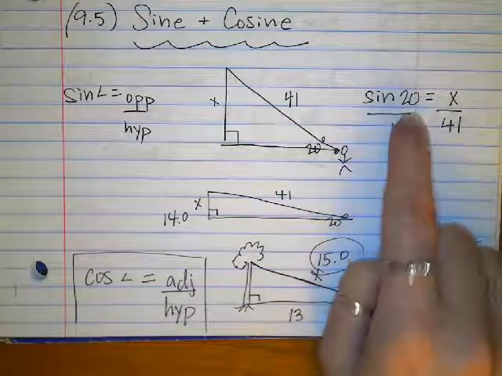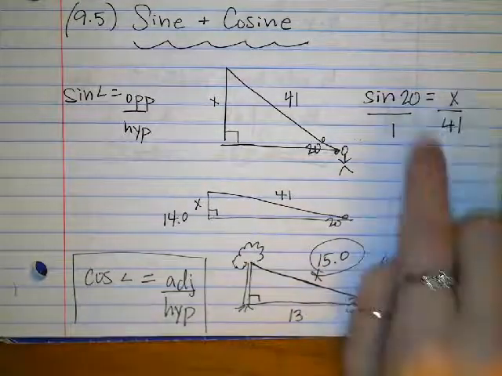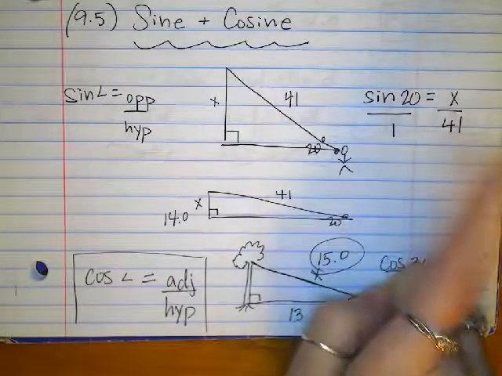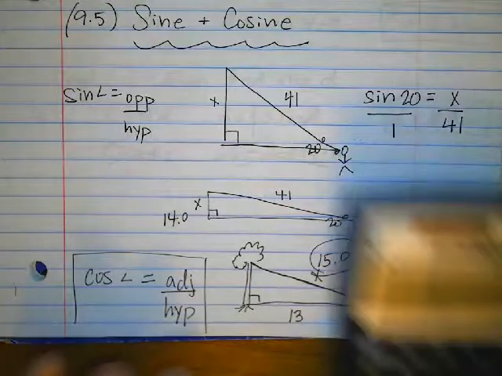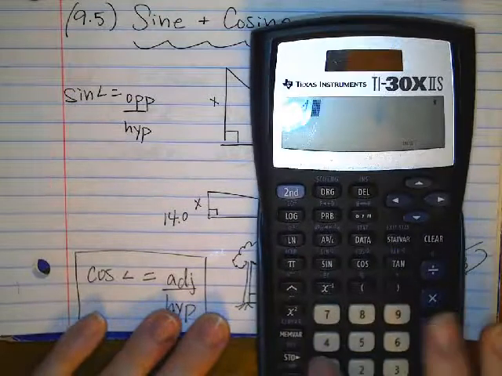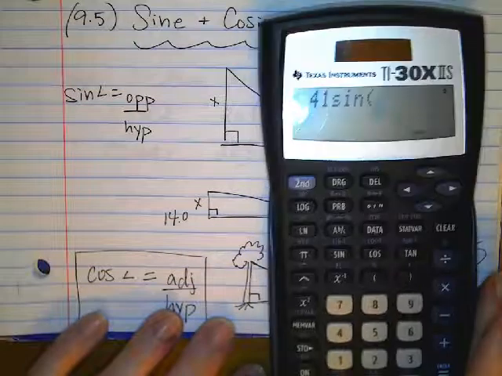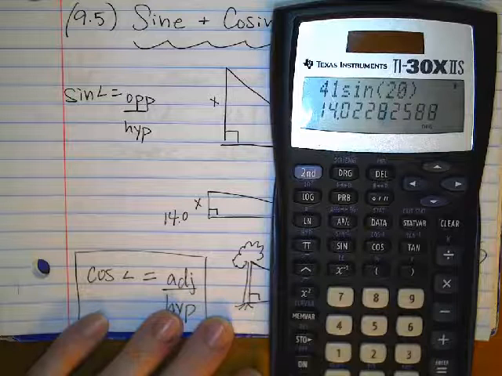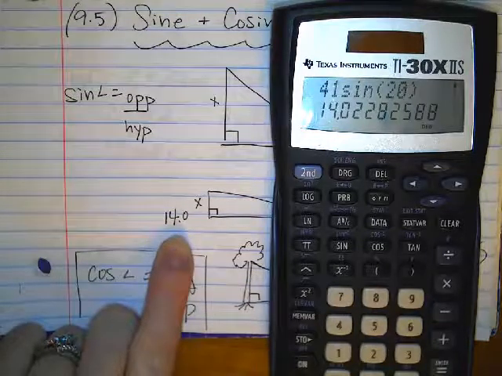So we have the sine of that angle over 1, because we can put anything over 1, is equal to our ratio of the opposite over hypotenuse, which is x over 41. And if you plug that into your calculator, type in 41, and then this sin button is your sine key of 20, and you hit equal, you should get it's approximately 14.